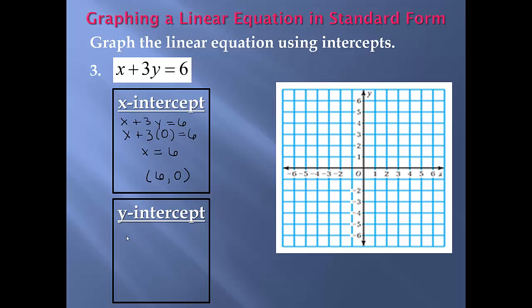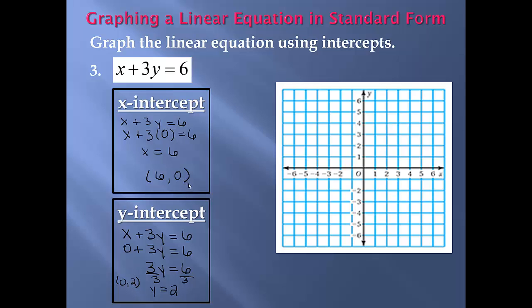Now we'll do the same thing for the y-intercept, except this time we're going to plug in 0 for x. So our original equation is x plus 3y equals 6. We will substitute in our 0 for x this time. So we have 0 plus 3y equals 6. That leaves us with 3y equals 6. And now we can divide by 3. So we have that y equals 2, because 6 divided by 3 is 2. This would be the ordered pair 0, 2.